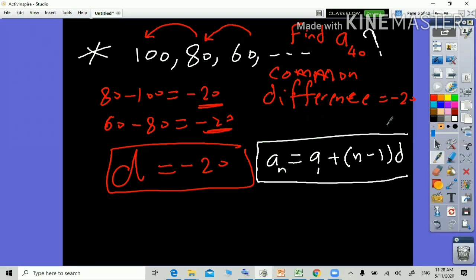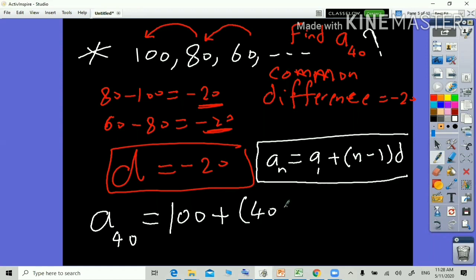Okay? In An, that N means the number of the term. So I will cancel that N and write 40. Each N I will cancel and write 40. So I will say A40, the term I asked about, equals... What's A1? Who can tell me what's A1? A1 here is 100. So I will cancel that A1 and write 100, plus N, the number you like to find, 40. So I will write 40 minus 1.